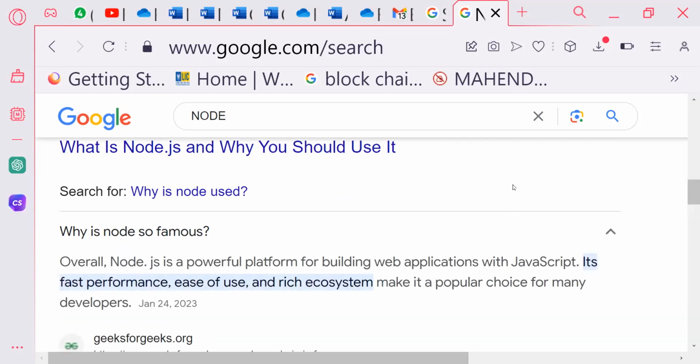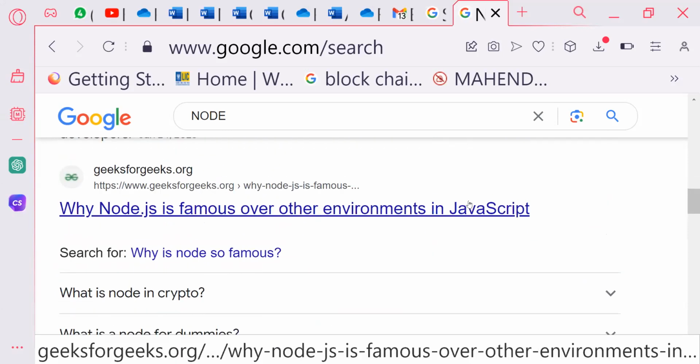Now, Sabrish, read, why is Node famous? Overall, Node.js is a powerful platform for building web applications with JavaScript. Its fast performance, ease of use, and rich ecosystem make it a popular choice for many developers.